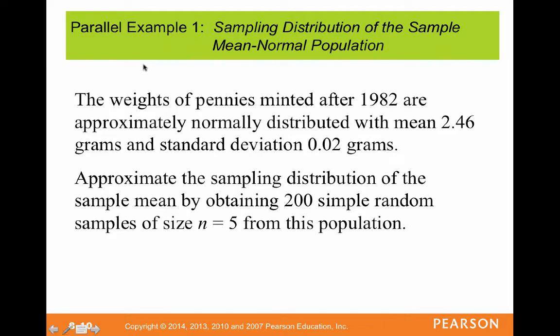So here's an example. They say the weights of pennies minted after 1982 are approximately normally distributed with a mean of 2.46 grams and a standard deviation of 0.02 grams. So that just means most of the pennies are very close to 2.46 grams, and we have a bell shape around that weight. Approximate the sampling distribution of the sample mean by obtaining 200 simple random samples of size n equals 5 from this population. So what they're trying to do here is just show you that if we actually got 200 different sample means from samples of size 5, where would those sample means end up? What would the distribution look like?